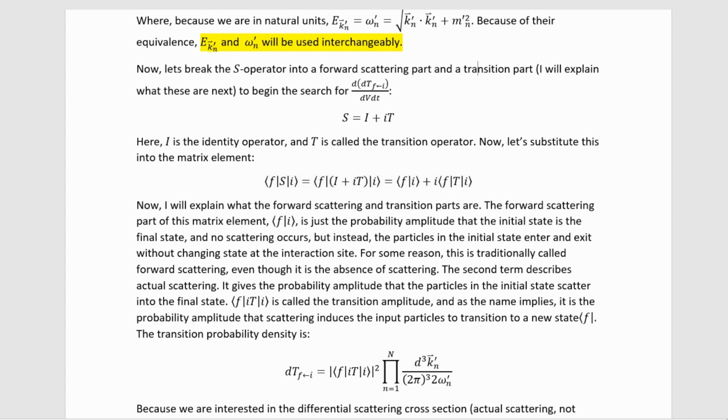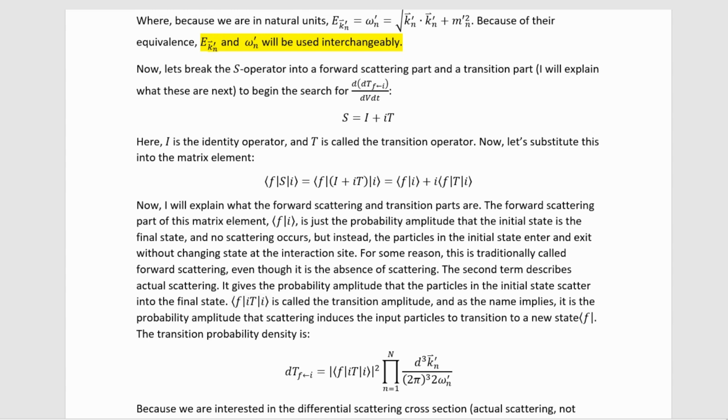The forward scattering part of the matrix element, this part here, which came from the identity, is just a probability amplitude that the initial state is the final state and no scattering occurs, but instead the particles in the initial state enter and exit without changing state at the interaction site. For some reason this is traditionally called forward scattering, even though it is the absence of scattering. The second term describes actual scattering. It gives the probability amplitude that the particle in the initial state scatters into the final state.